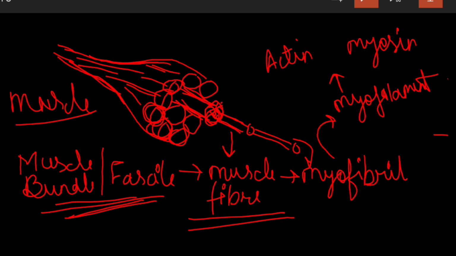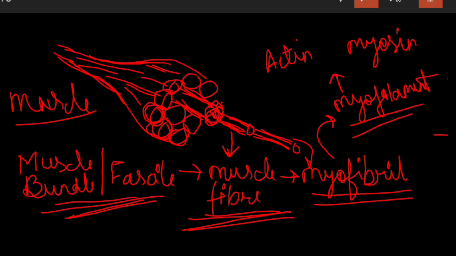This is a muscle. This muscle is made up of muscle bundles or fascicles. These muscle bundles are also known as fascicles. If you remove one muscle bundle or fascicle, you will find that it is made up of muscle fibers.